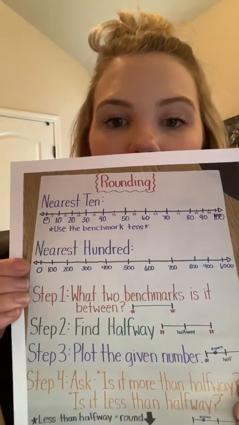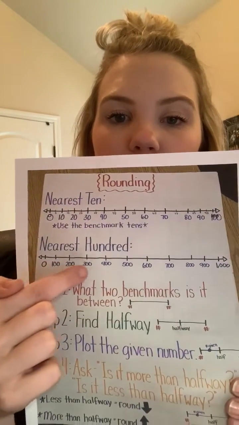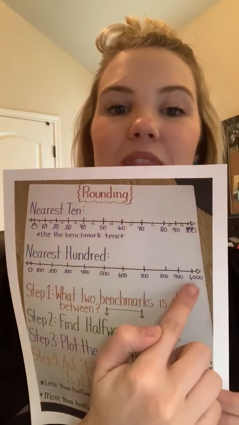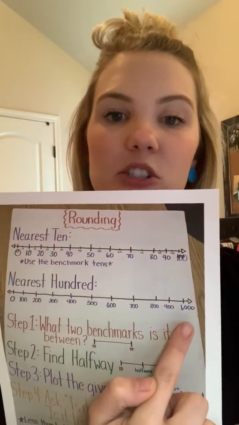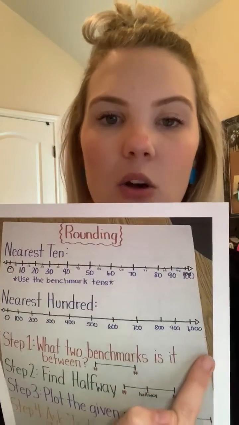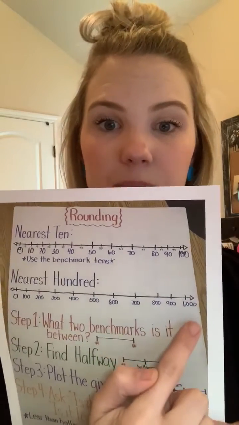Or you can round to the nearest 100. And you're going to use your benchmark hundreds, which is 0, 100, 200, 300, 400, 500, 600, 700, 800, 900, 1,000. 1,000 is a benchmark 100. That would be a number you use for like 998 or 987. When you're rounding to the nearest 100, that would round to 1,000.